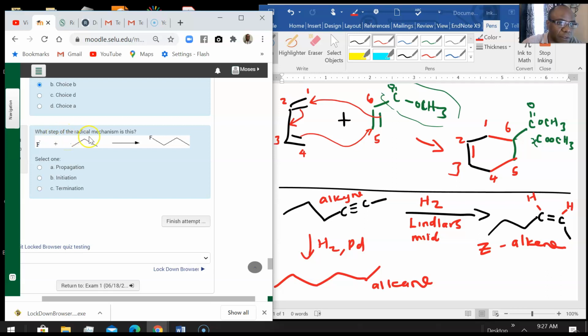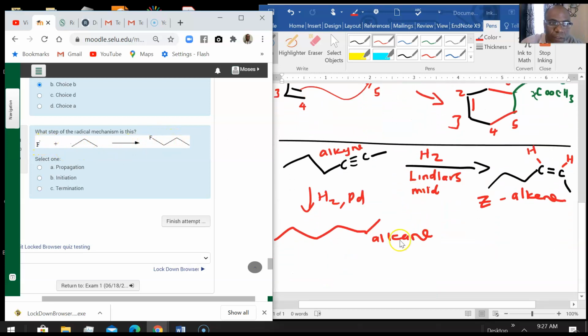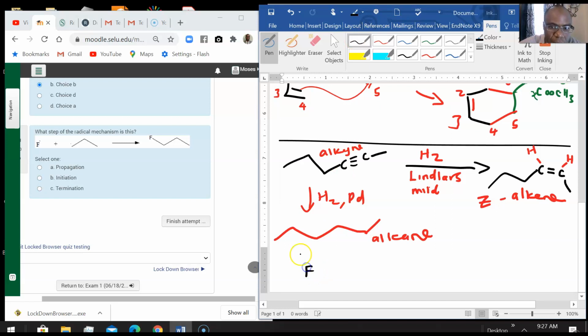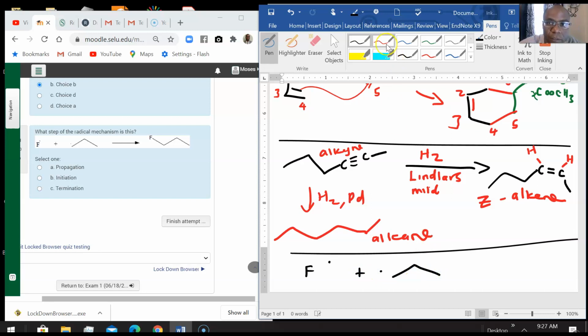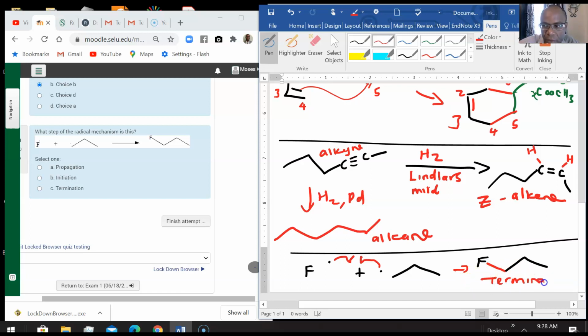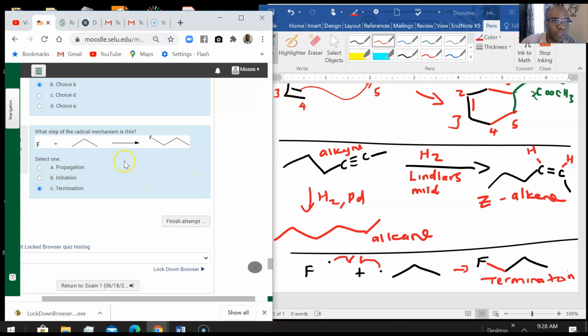What step of the radical mechanism is this? You see you have two radicals. Because you have two radicals combining, if you combine these two using half arrows because you're moving one electron, what you'll get is one structure which is not a radical. So this is termination. Remember what we said with termination? No new radicals formed, and you're combining two radicals. So that will be the answer.